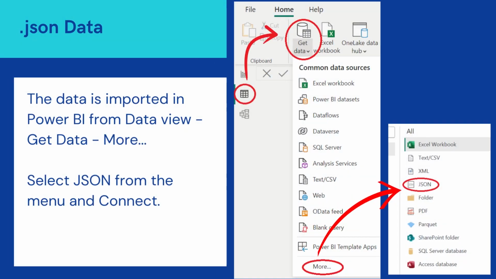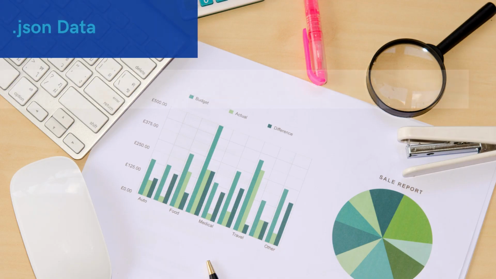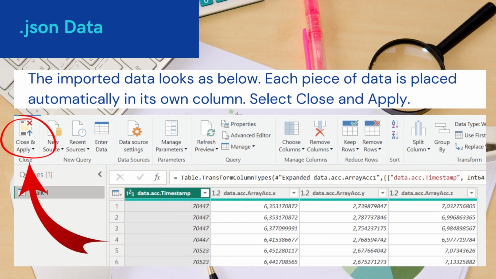The data is imported in Power BI from Data View, Get Data, More. Select JSON from the menu and connect. The imported data looks as below. Each piece of data is placed automatically in its own column. Select Close and apply.